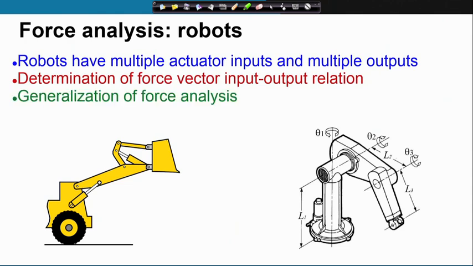So, we need to generalize our force analysis that we have been looking at. So, till now we had considered only scalar forces in one dimension, but now when we have multi input multi output system, then the joint forces and the output forces both are vectors. So, we need force relations between vectors. So, we need to generalize our force analysis.